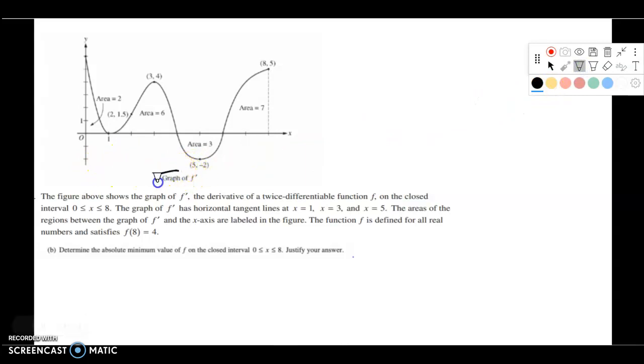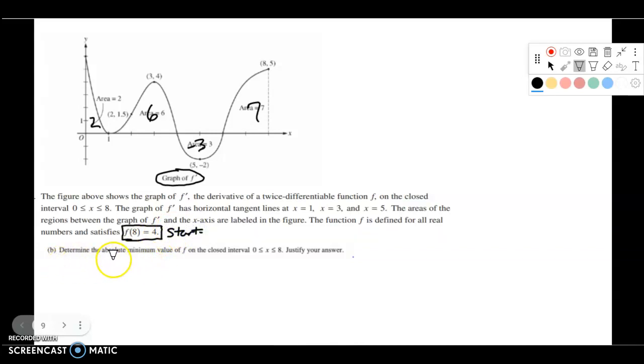You're given the graph. The graph is the graph of f prime. They tell you about horizontal tangent lines. The areas are already given to you in here. This area is 2. That area is 6. This area is 3, but it's negative, so I'm going to call it negative 3. And this is 7, so I'm just going to write it a little bigger so I can see it. Those are my 4 areas that I'm given. And I also know f of 8 is equal to 4, so I have a place to start from. So this is where I would start from.